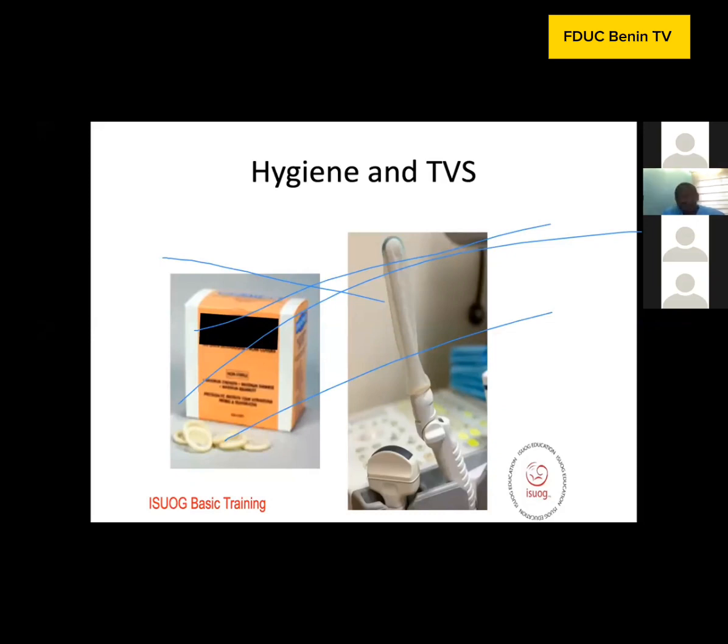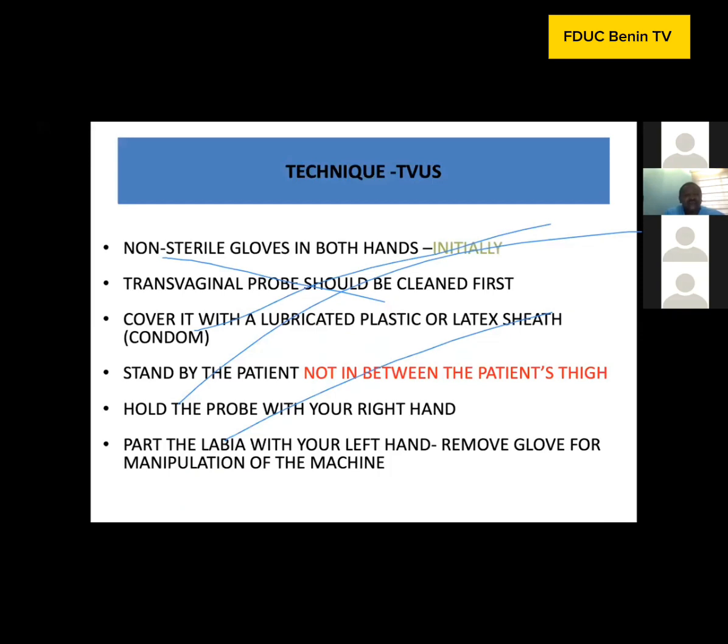Remember, I'm sure you're aware that it's in evidence that infections like hepatitis B, human papillomavirus, chlamydia trachomatis, even HIV, have been reported to have been contracted through the transvaginal scan. So commonly, we use low-level disinfection using quaternary ammonium compound-containing wipes, like baby wipes, to clean the probe. Always ensure that this is done before and after every use.